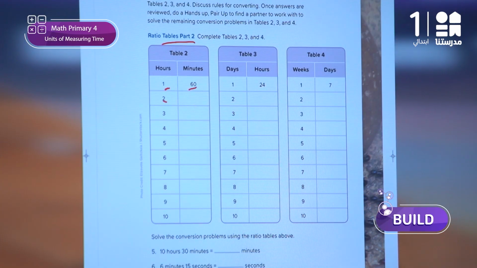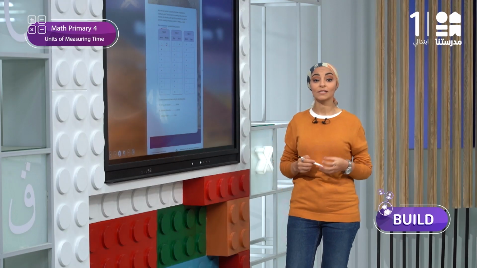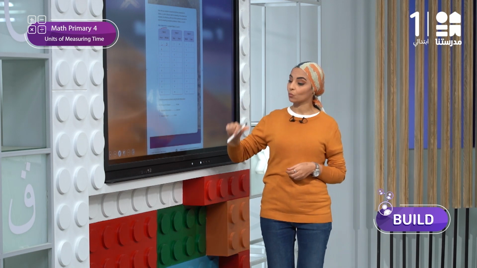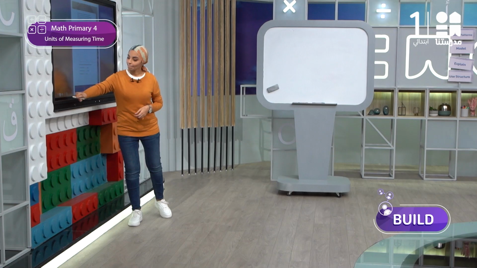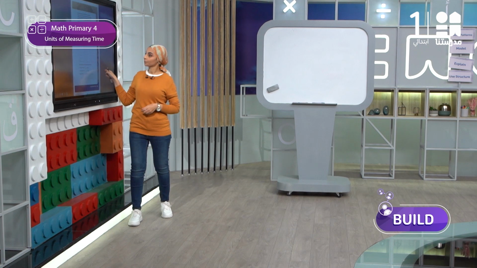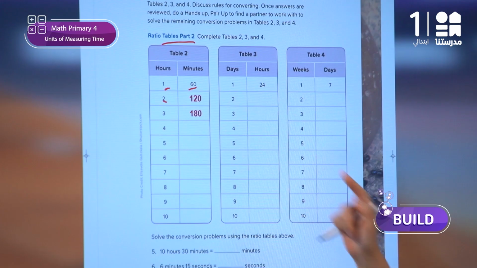So 2 hours equals what? Yes, 2 hours means 60 times 2, which equals 120, like you see here. 2 hours is 120. What about 3 hours? 3 hours equals how many minutes?